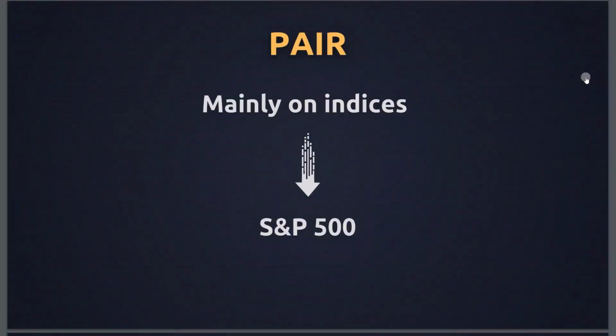So starting as always with a pair, this is mainly on indices. This setup, I would be recommending to only use S&P 500. It doesn't work on forex. Why? Because there's no gap. It only works on indices and mainly S&P 500. So stick to S&P 500 to get the highest win rate.